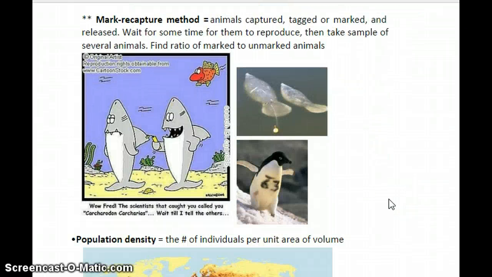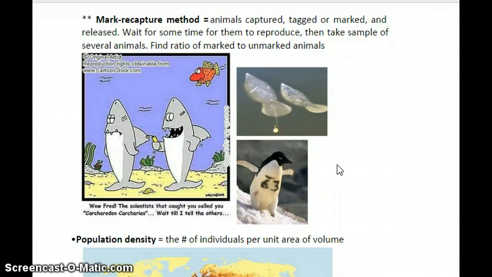Another method of doing this, or of counting organisms, is the mark and recapture method. So you might see where you live, you might have seen animals that are tagged or have some kind of marker on them. And basically, scientists will capture a certain amount of these animals, tag them or mark them, and then release them. And then over a couple generations for those animals, they wait for them to reproduce, and then they might capture a few more, take a sample to see how many of them are there, and then, of course, how many of those have the marks and how many of them don't.